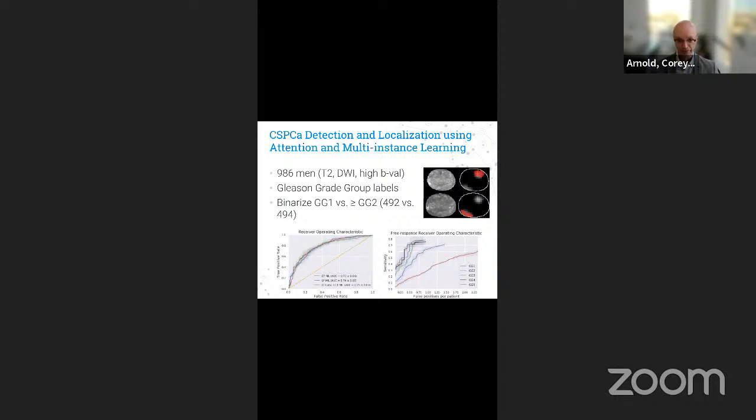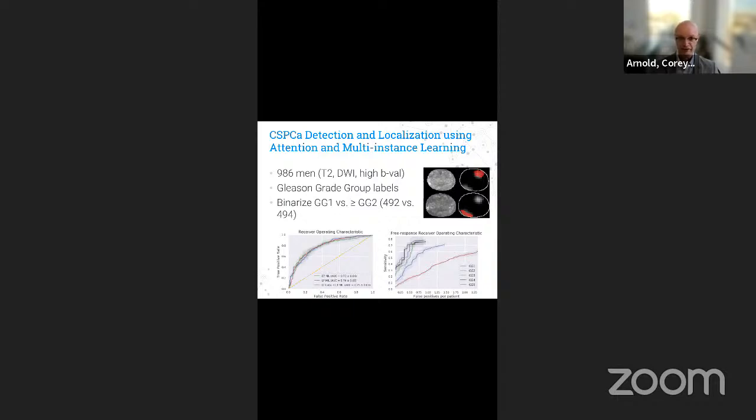But what's maybe more important is our free response receiver operator characteristic curves, or FROC curves here, which show sensitivity versus the false positives per patient. And what I've shown in this graph is those lines stratified by Gleason grade. And you can see for the higher Gleason grades, we can have very high sensitivity with very few false positives per patient, which is what we'd want to see.